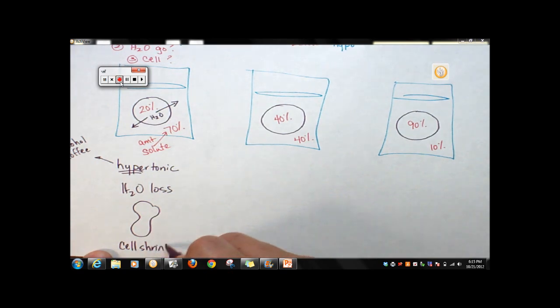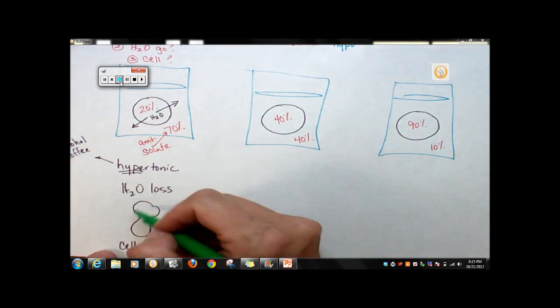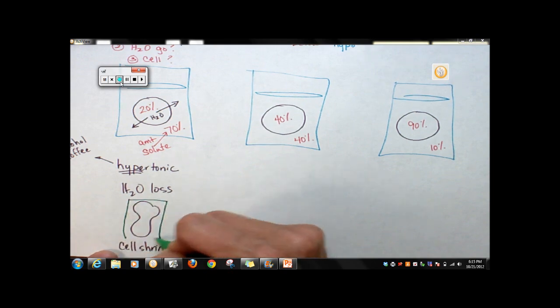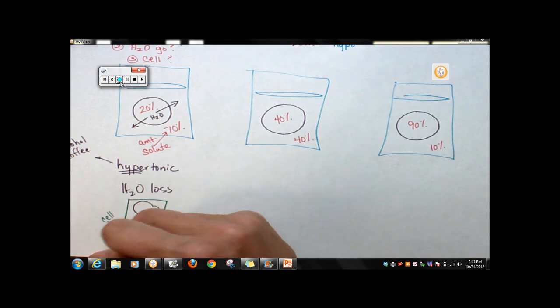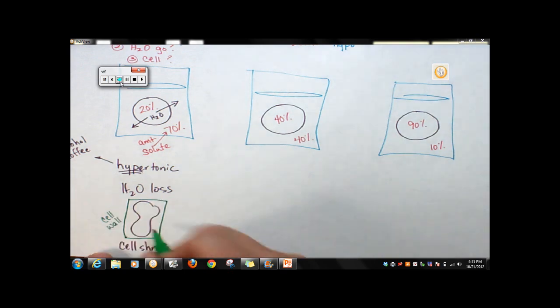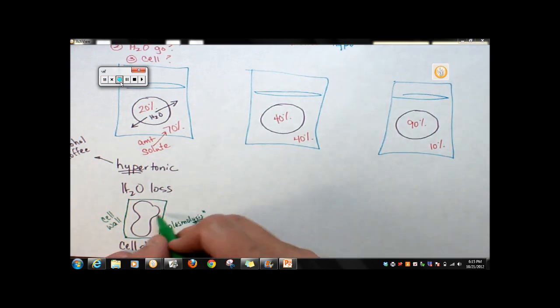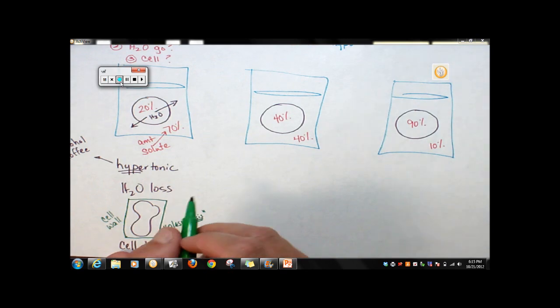Now in a plant cell, the cell membrane, because that's what we're talking about here, this purple thing we're drawing, will actually pull away from the cell wall. And when it does that, this is called plasmolysis, or the molded form being broken. And that's okay in plants for a little while.